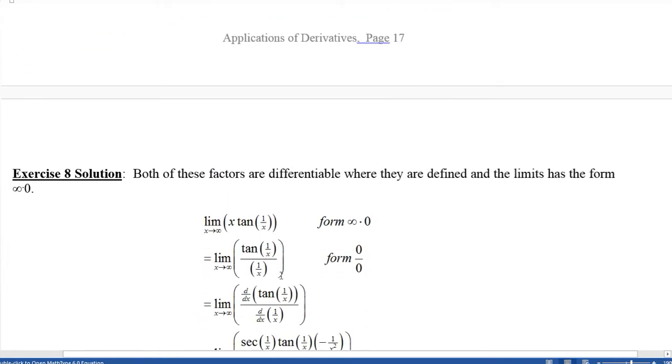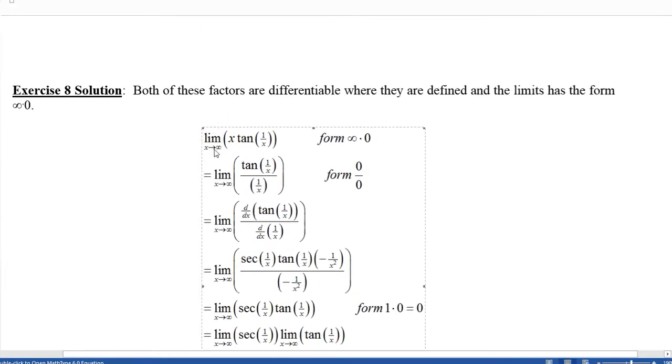We had x times tangent of 1 over x. I wrote that as tangent of 1 over x over 1 over x. Actually, to tell you the truth, I first tried it as x over cotangent of 1 over x, and when I did the derivatives, things didn't cancel out as much as I'd like. So I went back and tried it this way, and things worked a little bit better for me. So sometimes it's a little trial and error. See if something will work out better for you, and if it doesn't, try something else.